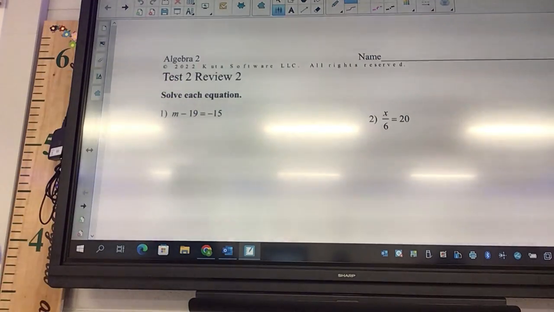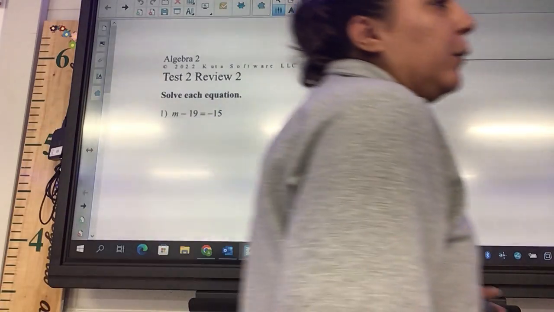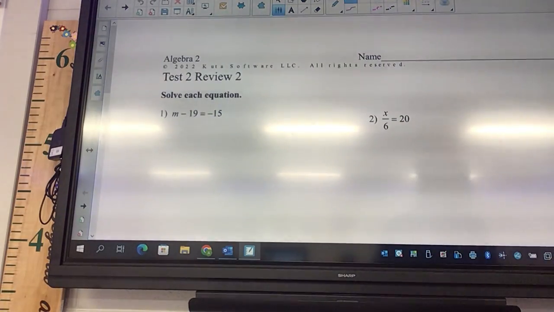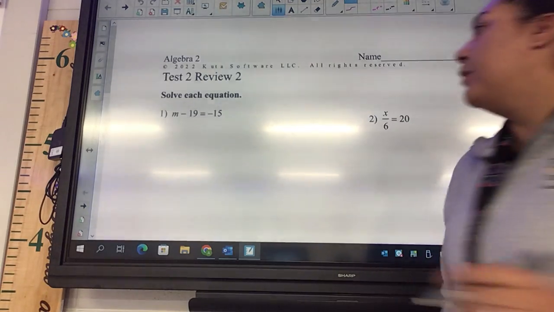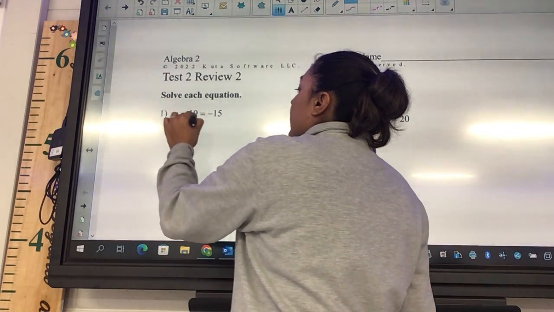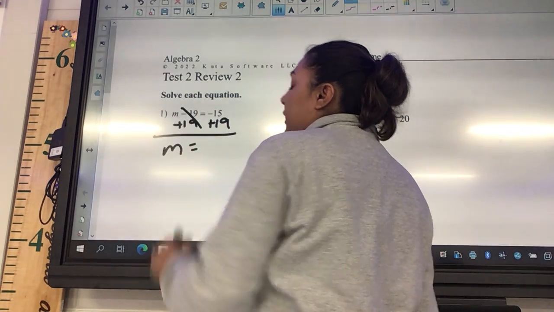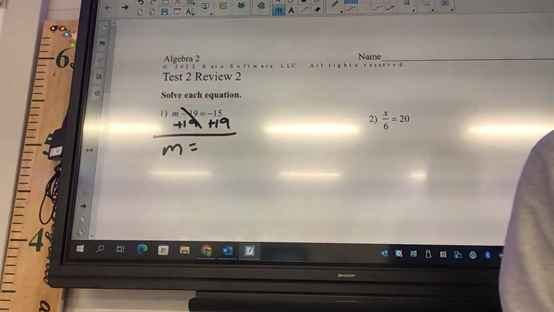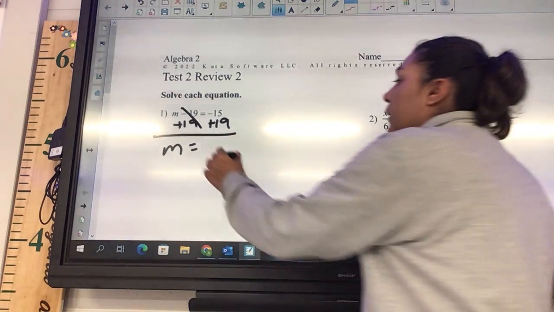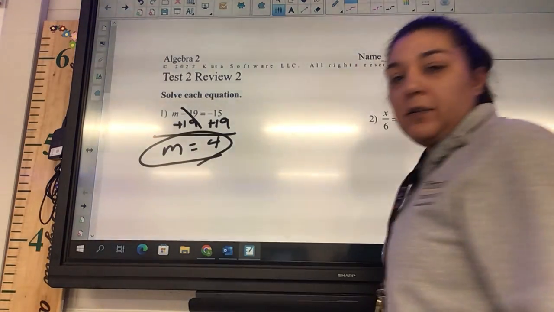If we look at number 1, we're solving for m. What do we need to move? Yep, so we're going to say plus 19, plus 19. All right, m equals, what is negative 15 plus 19? 4. Okay, and so this one's done. Aaron, put that up, please.